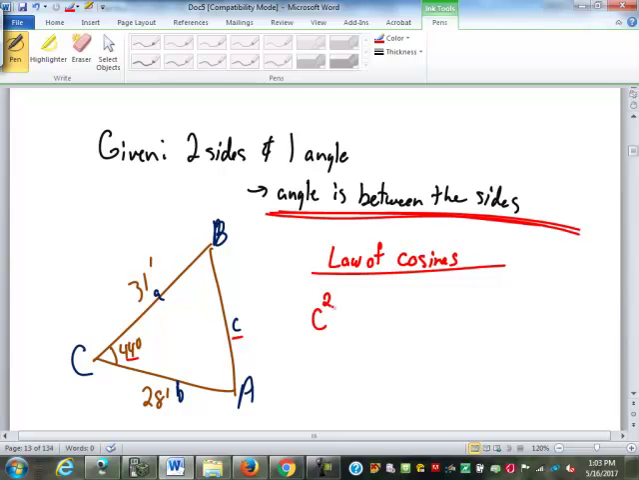The length of side C squared is equal to the length of side A squared plus the length of side B squared. That's exactly the Pythagorean theorem so far, but there's an adjustment factor. Minus 2 times the length of side A times the length of side B times the cosine of angle C.